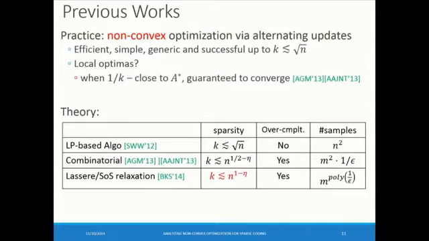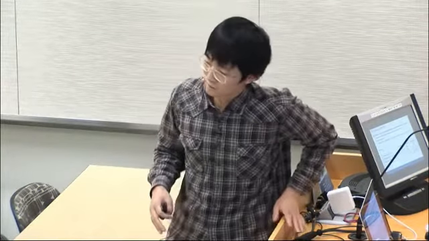There are several existing theoretical works for this problem. I listed them. I think this line of research started from Spielman, Wang, and Wright, 2012, which was the best paper, and they use an L1-based algorithm. It's a convex relaxation for this problem, and they allow sparsity k to be less than square root n, which is good, but they cannot allow an overcomplete matrix. In their case, this matrix A is just a square matrix.